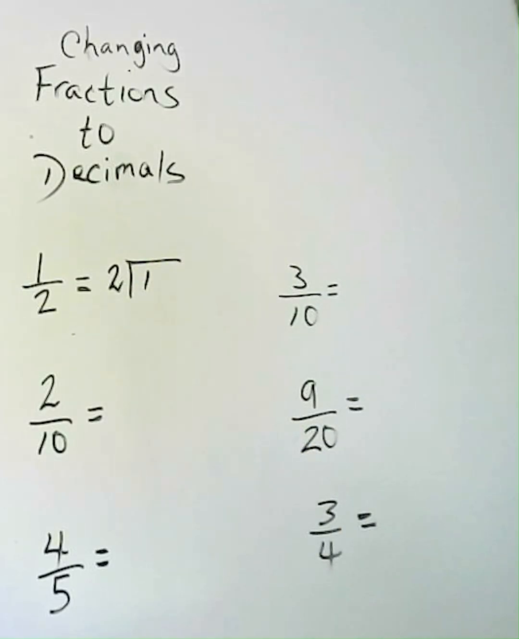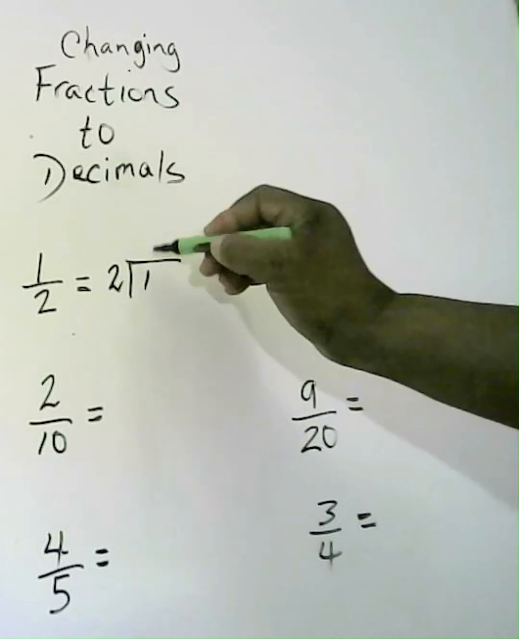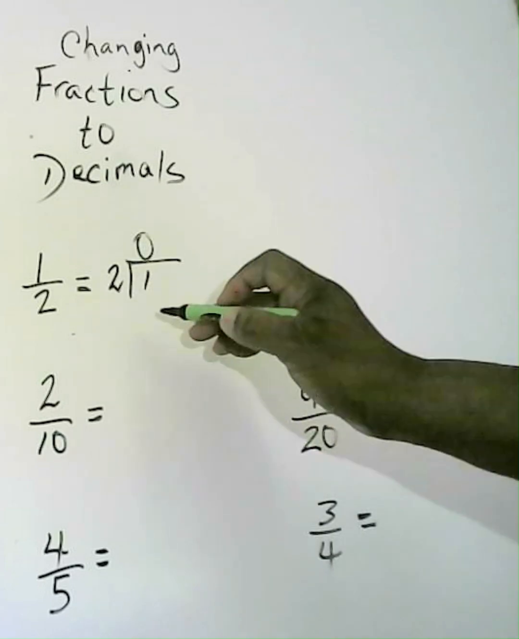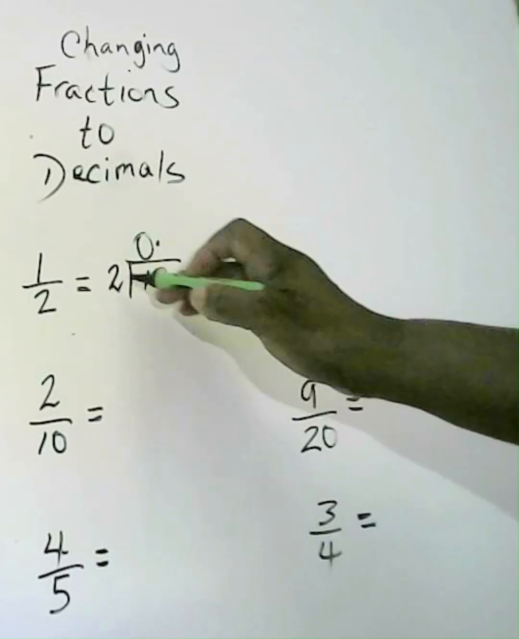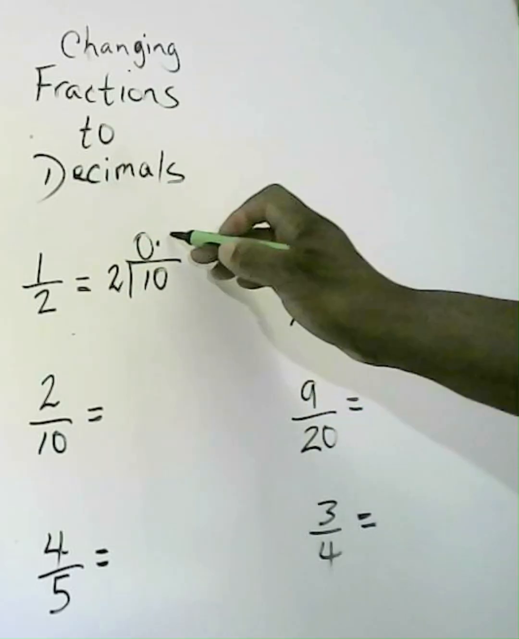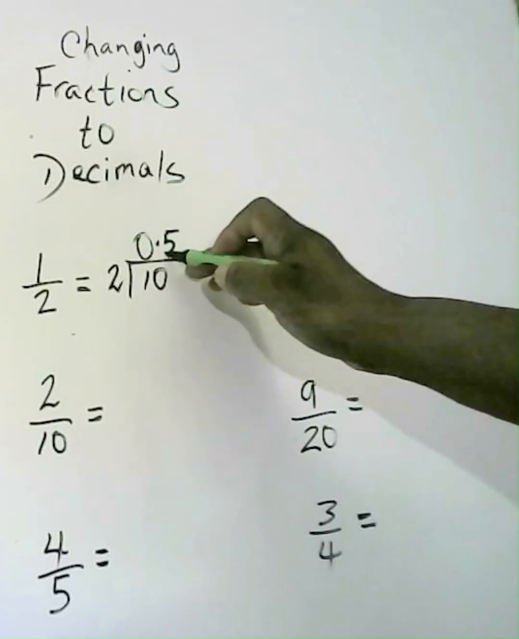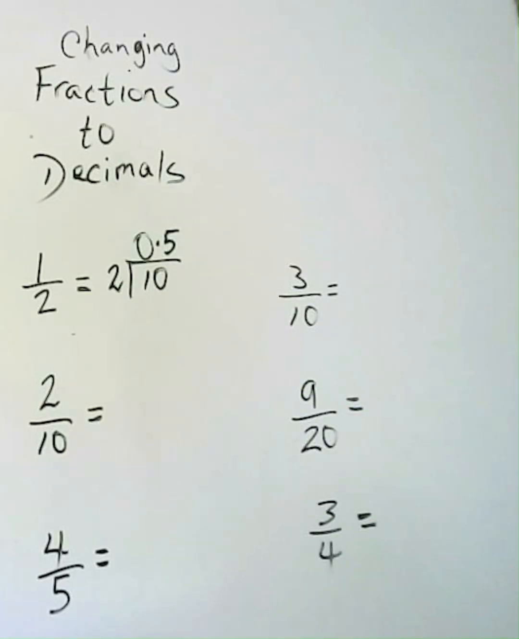So half becomes 1 divided by 2. 2 into 1 you can't, so 0, a decimal point. Add a 0 to the 1. 2 into 10 goes 5. So a half as a decimal becomes 0.5.